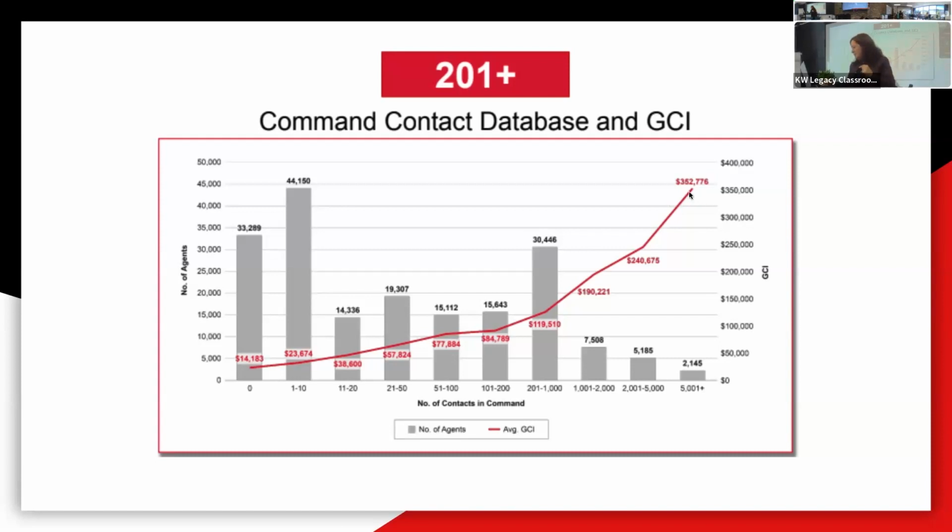So I'm going to move forward here. You'll see the growth, and you see here, where's the 200? 201 right here. So when you hit 201, all the way to 1,000, agents average, when they work these leads, not just put them in there, but actually stay in touch and stay in contact, build relationships, that's $119,510. Who would like that payday? And as you can see, it goes up from there.